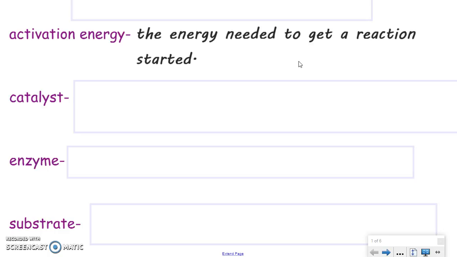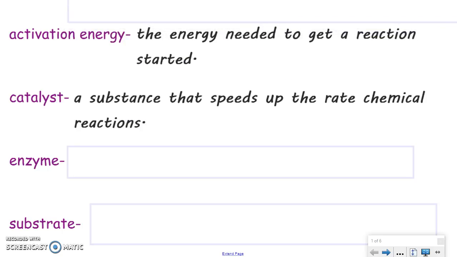But we have to overcome that activation energy in order for these chemical reactions to happen, because otherwise this activation energy is so big, it won't happen on its own. Then we need to understand what a catalyst is. A catalyst is just anything that speeds up the rate of a chemical reaction. So an enzyme, in this case, is a catalyst. It's going to get things going.